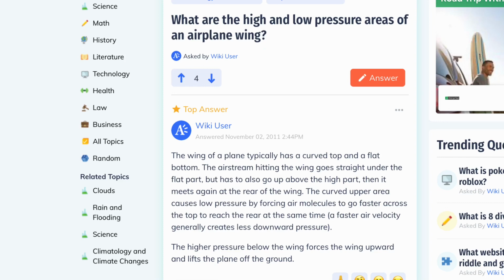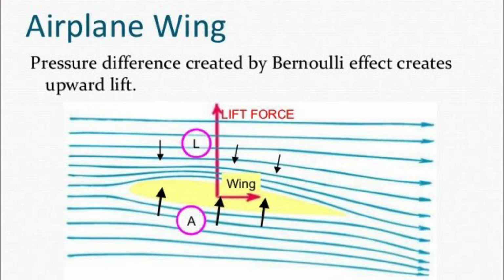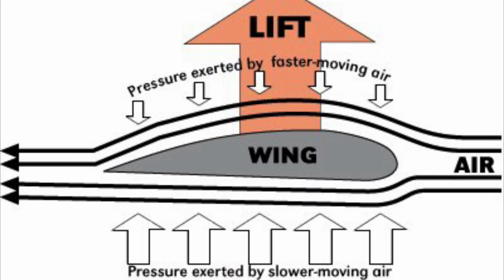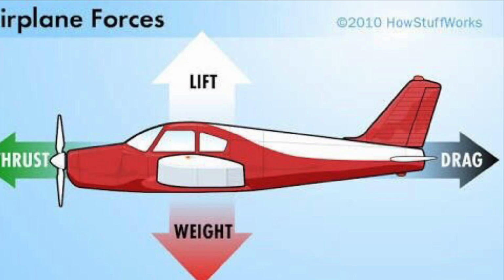A faster air velocity generally creates less downward pressure. The higher pressure, are you reading this, folks? There's no talk of vacuum here, just a differential because of the wing, which is the barrier that causes it. You can see it, it's the Bernoulli effect, it's seen in this diagram here. It's a pressure differential that causes the plane to have lift, not a vacuum. And here's another image that kind of says it exactly. Pressure of the slower moving air on the bottom and the pressure exerted by the faster moving air on top. No, it's air, not vacuum.